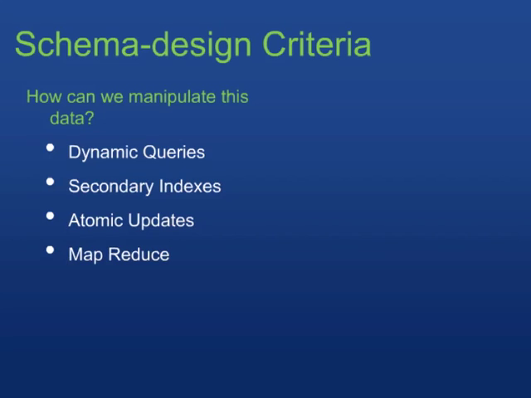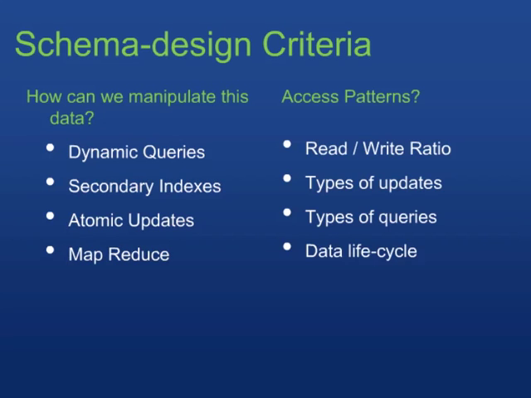In addition to the way we're going to manipulate the data, we want to think about the access patterns of our data. So for example, for a given object, what's the read-write ratio? Is this an object that we're going to be updating a lot of the time, or is it something that's written once and mostly read after that? And we want to think about the life cycle of our objects and how they want to live.